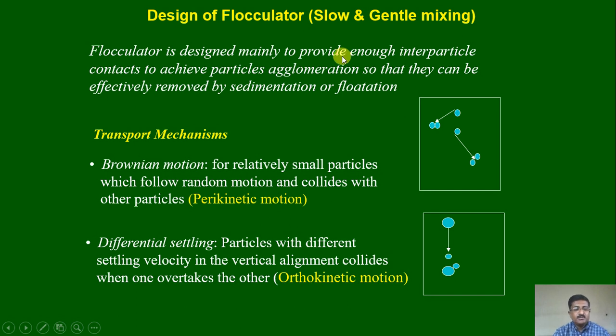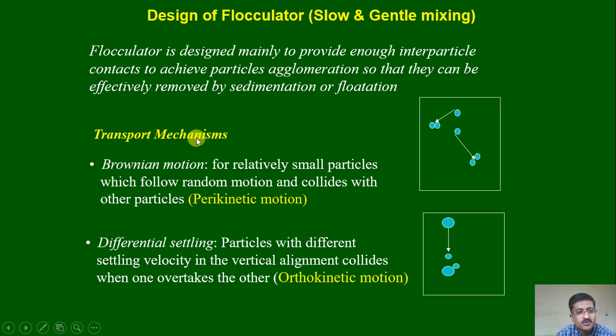Now the flocculator design parameters. What design parameters do we have to consider? This is a slow and gentle mixing process. The flocculator is designed mainly to provide enough interparticle contacts to achieve particle agglomeration so that they can be effectively removed by sedimentation or flotation. Initially, in this figure you can see the particles moving independently because of Brownian movement. But what is our target? To bring them together, make the floc, and settle them down.